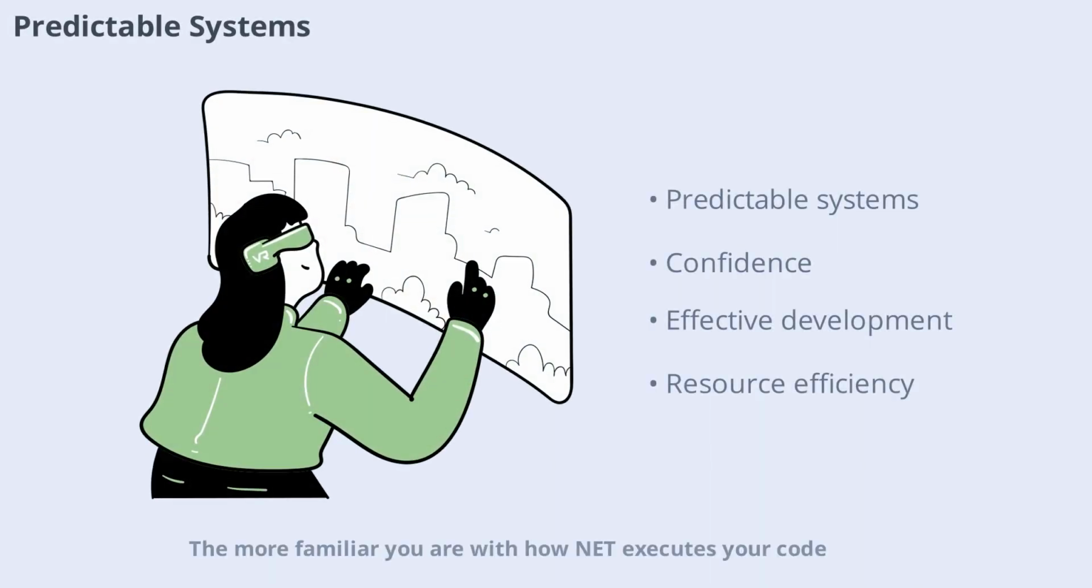The more familiar you are with how .NET executes your code, the more confident and effective you become as a developer. Predictable systems are easier to maintain, debug, and scale. By leveraging the runtime's features, you can build applications that handle load gracefully, recover from failures, and use resources efficiently. This predictability is a hallmark of well-designed .NET software.